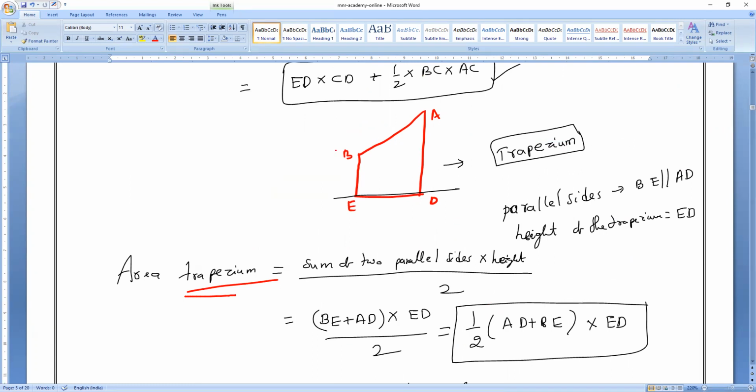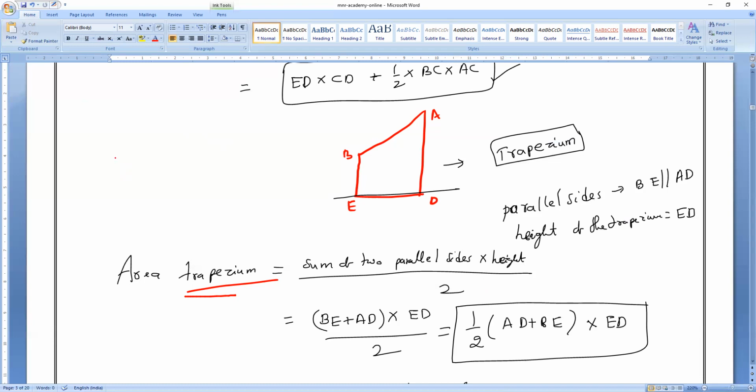People will think height means BA is the height. It's not the height. That's the hypotenuse. It is not the parallel side, so it is not the height. Height is perpendicular to the parallel sides. That is ED. Clear?